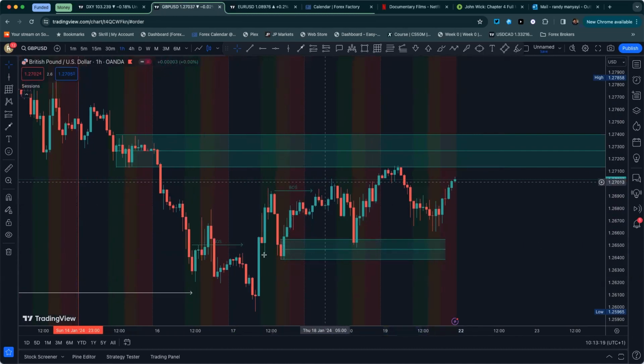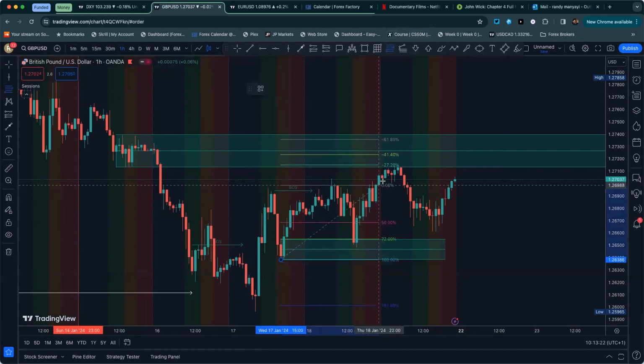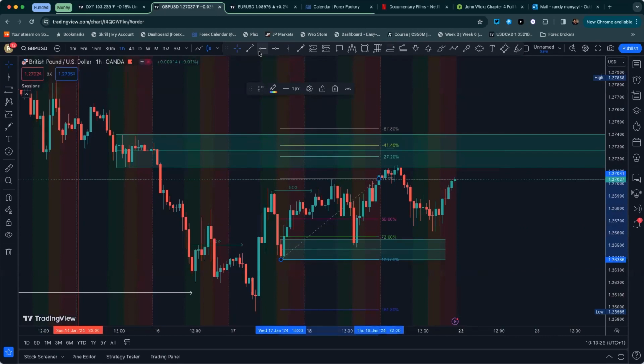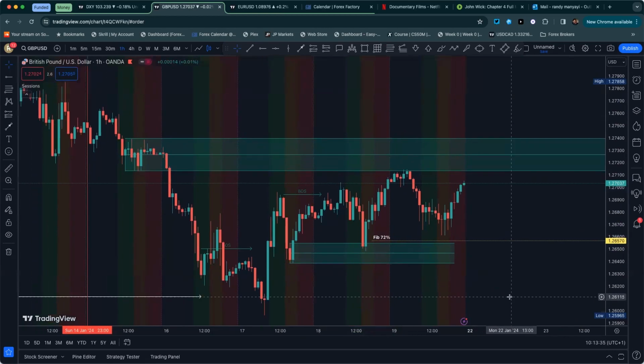When I have these two points, what I like to do is place my Fibonacci from the low point to the high point, and I will mark the 72% zone, and then I'll delete the fib. Now I know that if price touches the zone, I'm going to go to the lower time frame to try to look for my entry.